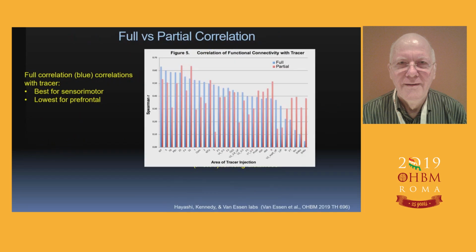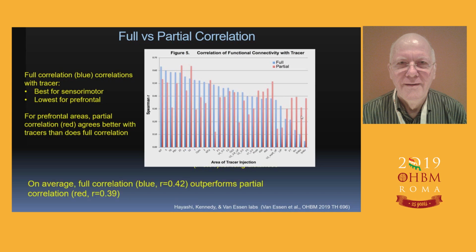And what I mean by that is shown here. For each of the 31 tracer injections that we have, the blue values on the histogram show the full correlation analysis, and it ranges from a high of 0.612 down to the low of 0.06 you saw before. For the partial correlation analysis shown in pink, there are some regions where the partial correlation analysis is actually not as good as for the full correlation, but there are other regions, particularly in prefrontal injection sites, where partial correlation outperforms full correlation. But overall, they're very similar, 0.42 versus 0.39 for the average correlation.